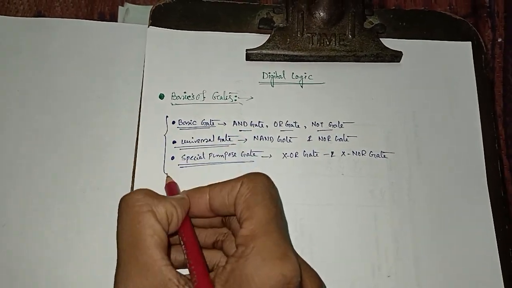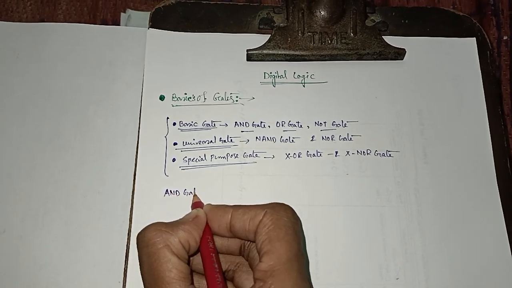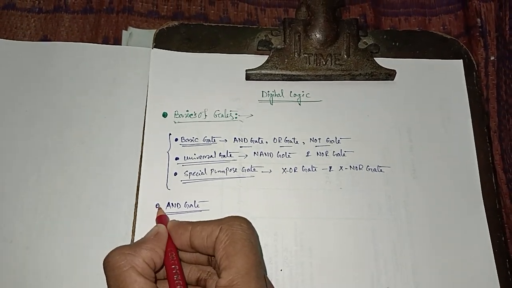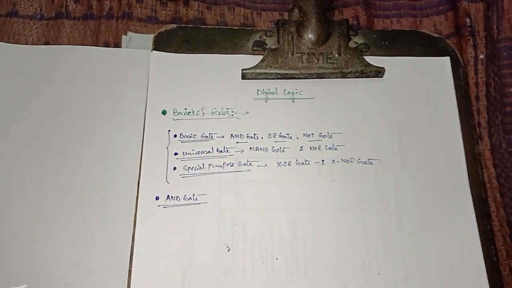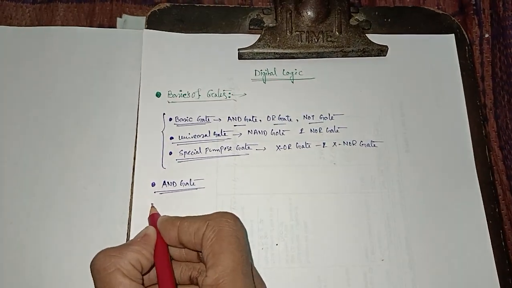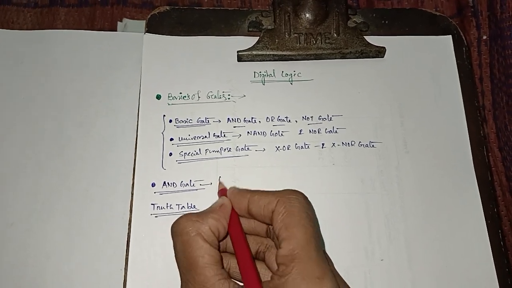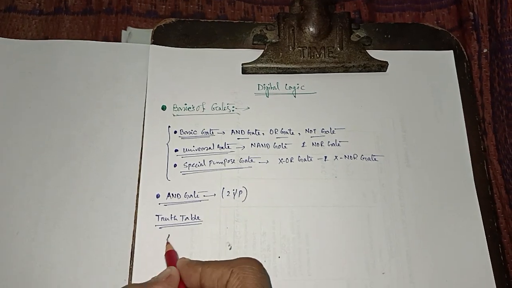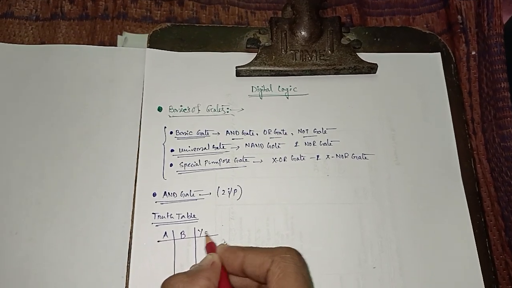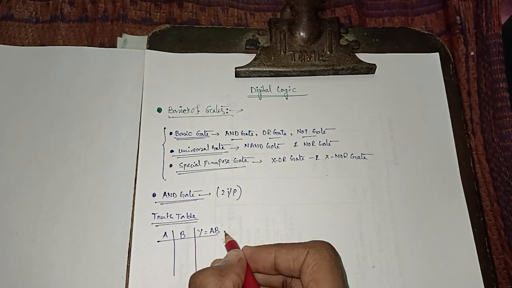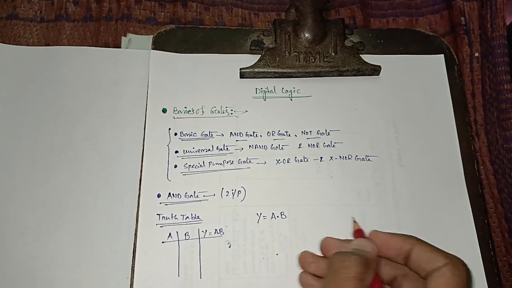So first we cover the basics of gates, starting with the AND gate. AND means all the conditions are true. If we look at the truth table of the AND gate, we use a two input format. A is an input and B is an input, and we get the output. AND is represented by a dot, so Y is the output, A dot B, or A and B.